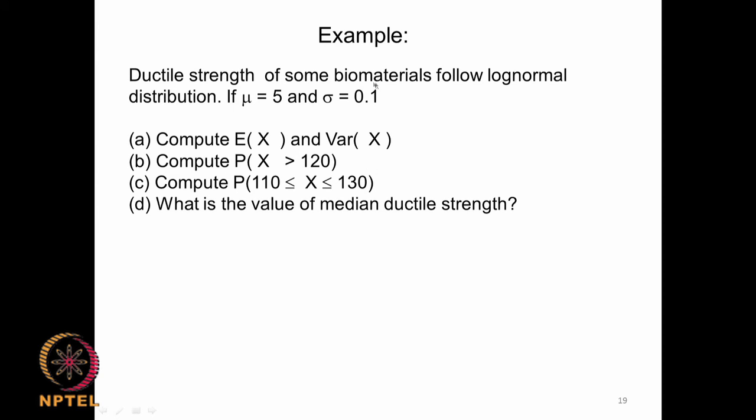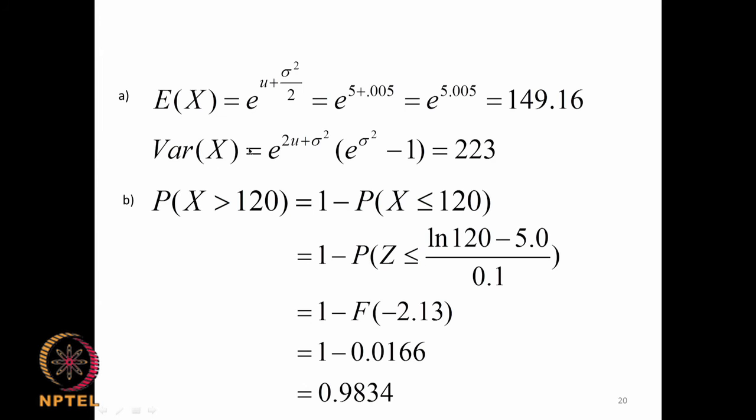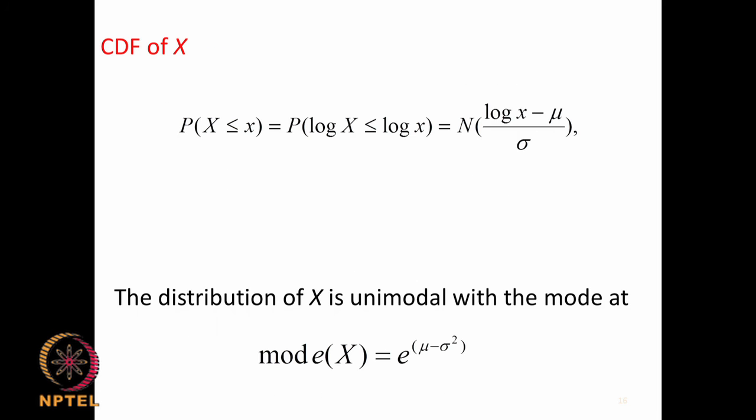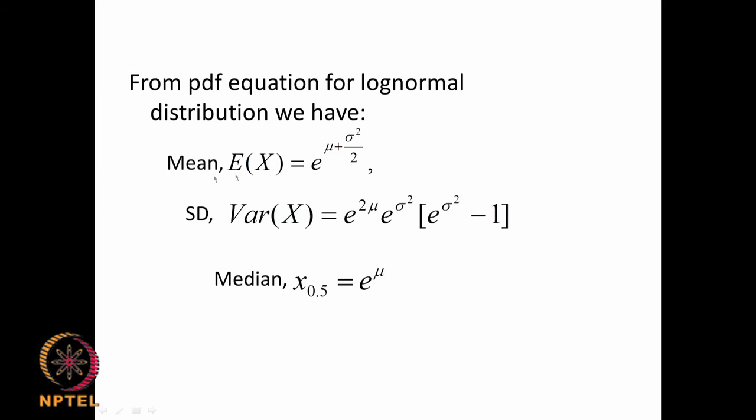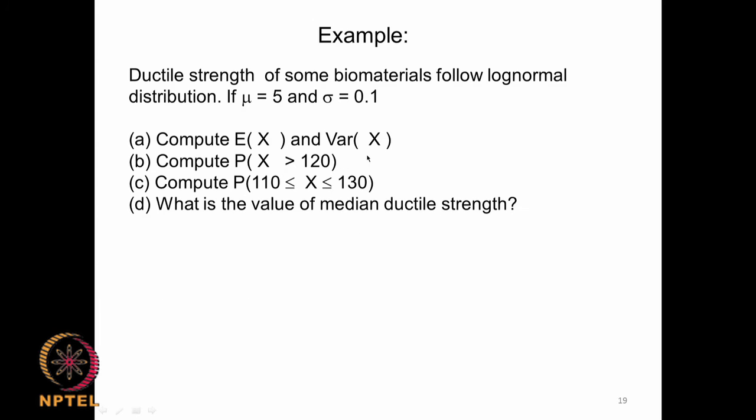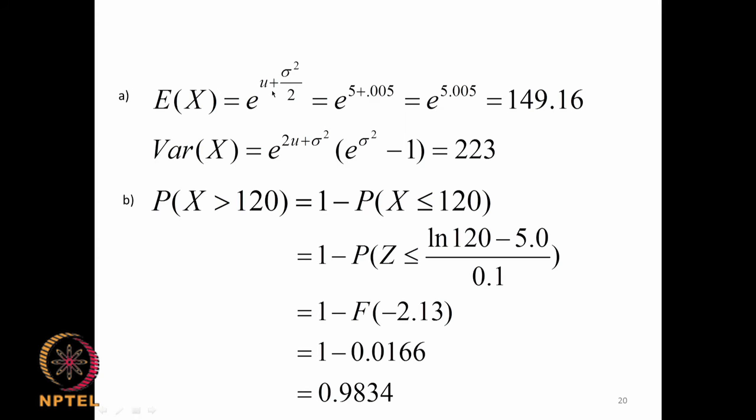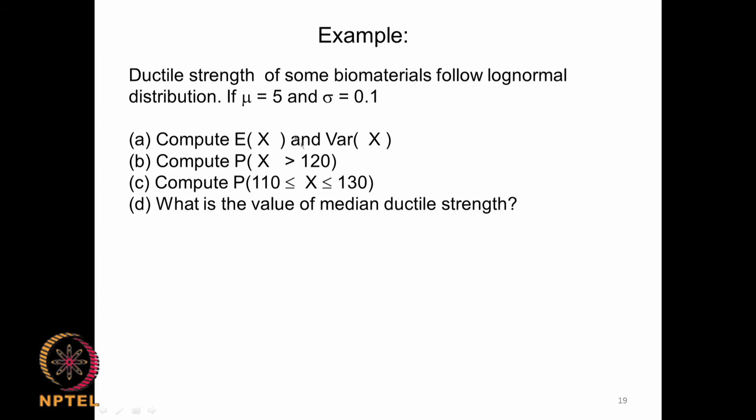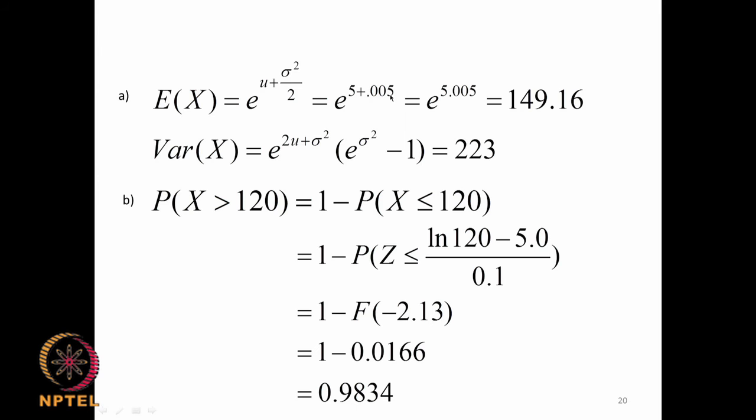So, the ductile strength of some biomaterials follows a log normal distribution, mu is 5 and sigma is 0.1. Compute the mean and the variance. What is the mean? Mean is e^(mu plus sigma squared by 2), right. So how do you calculate? Very simple, e^(mu plus sigma squared by 2). So mu is given as 5 and sigma is 0.1. So square it, divided by 2. So the mean is given by this.